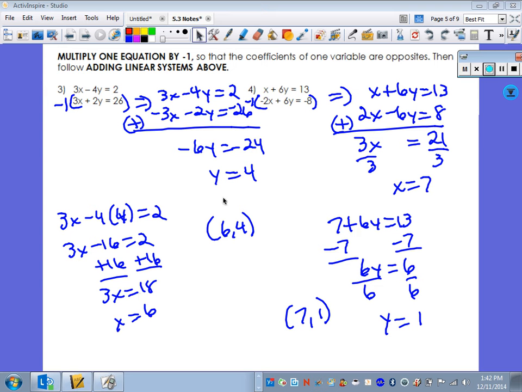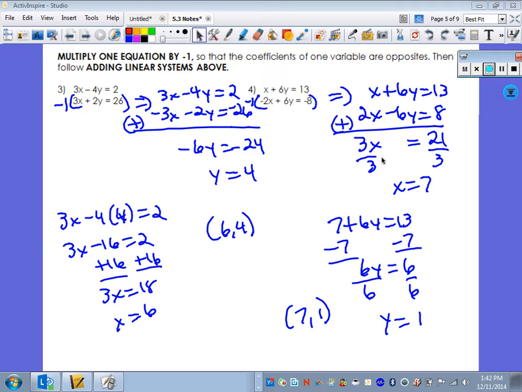So my ordered pair is (6, 4). On this one, I chose to multiply the second equation by -1, because the 6y's were exactly the same, but there was no sign difference. So when I do that, I recopied the first one, which is x plus 6y equals 13. And then I changed the signs of everything on the second line. So that's 2x minus 6y equals 8.